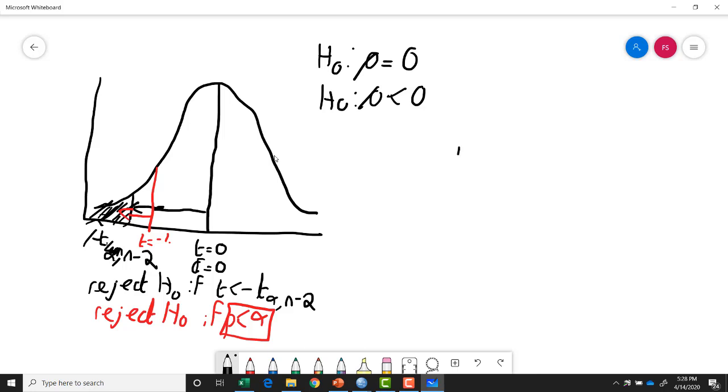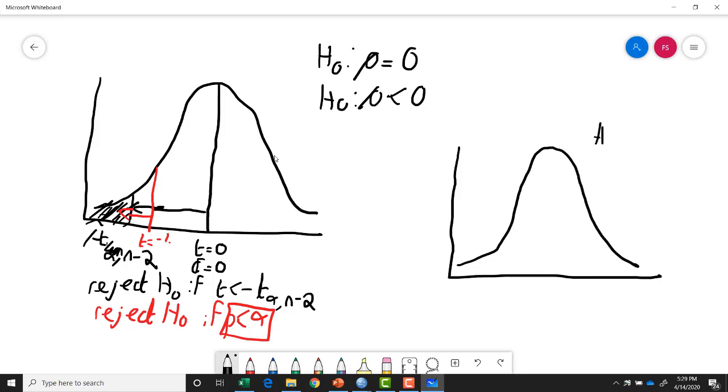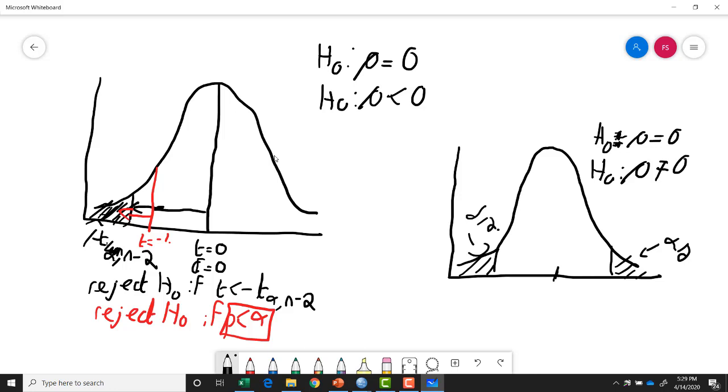And again, let's go. I think we can fit it on here. Let's go for the final thing. So H0, rho is equal to 0, and the alternative hypothesis is not equal to 0. And then we've got the alpha over 2, and we've got the alpha over 2. And again, we're checking in both directions. So we're checking for a positive or a negative.